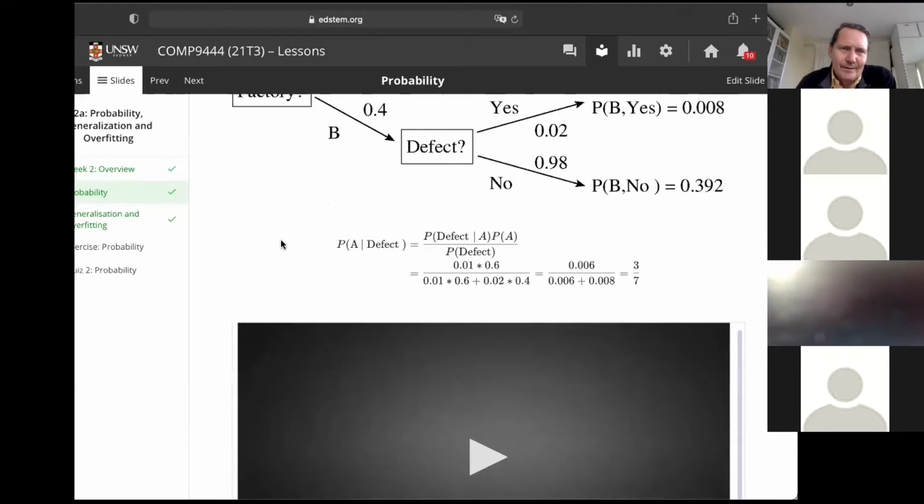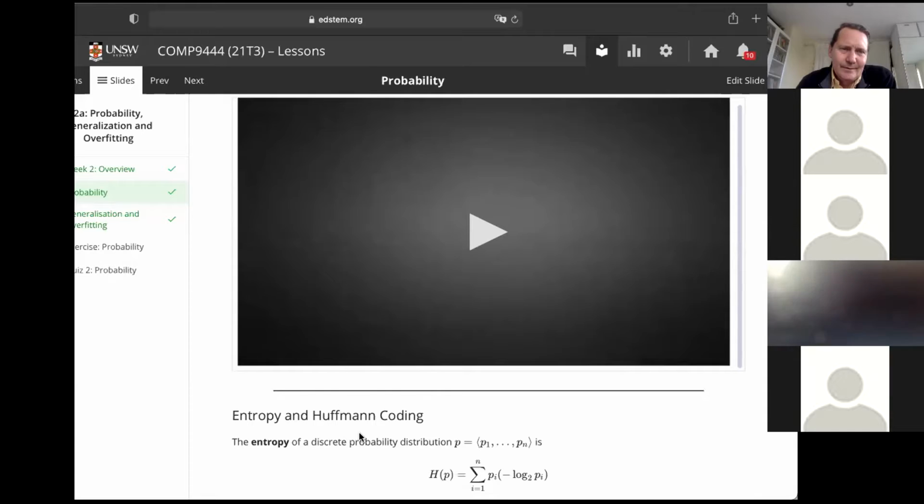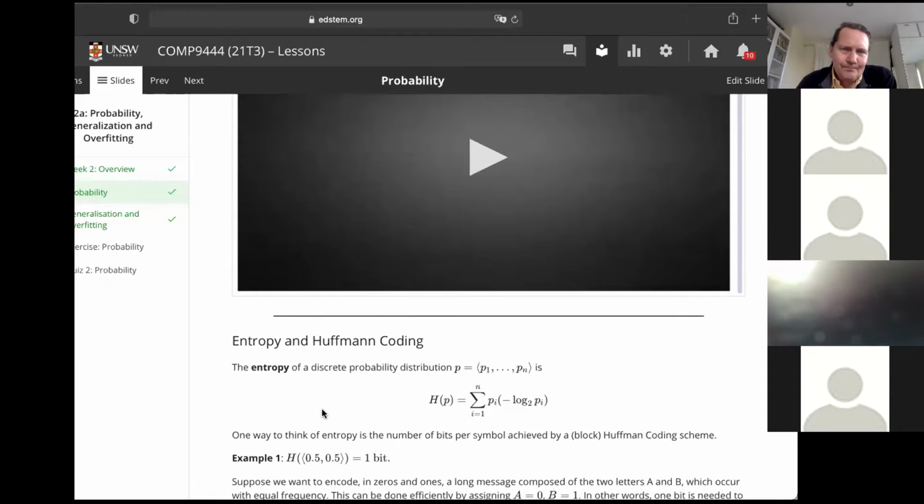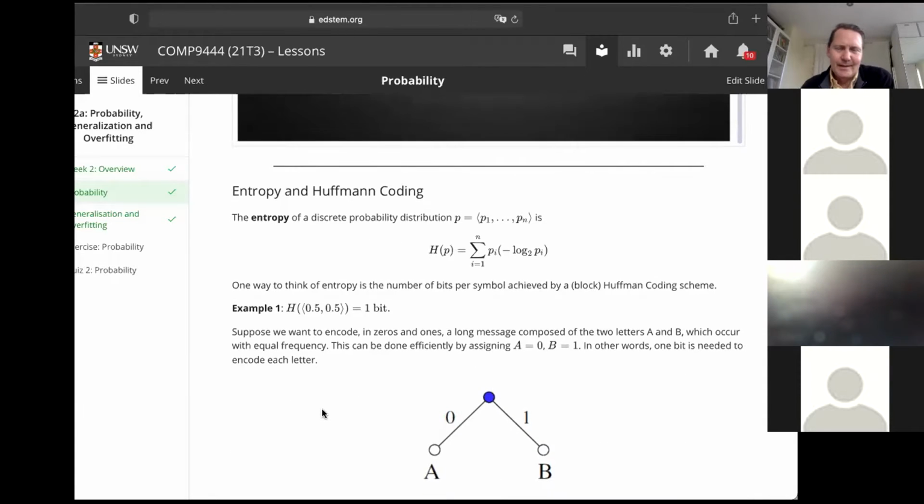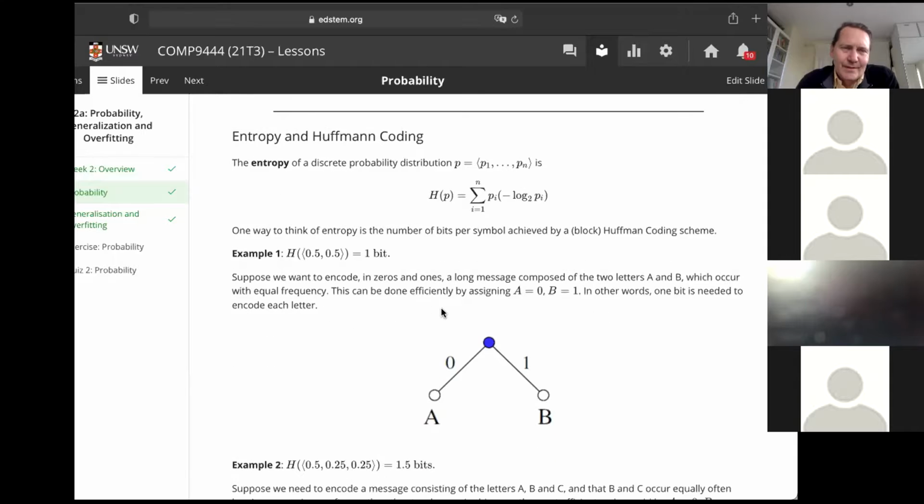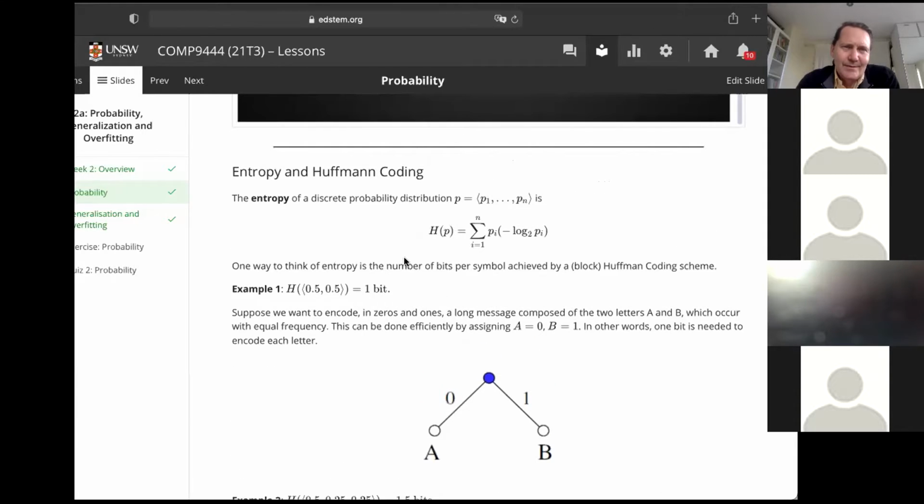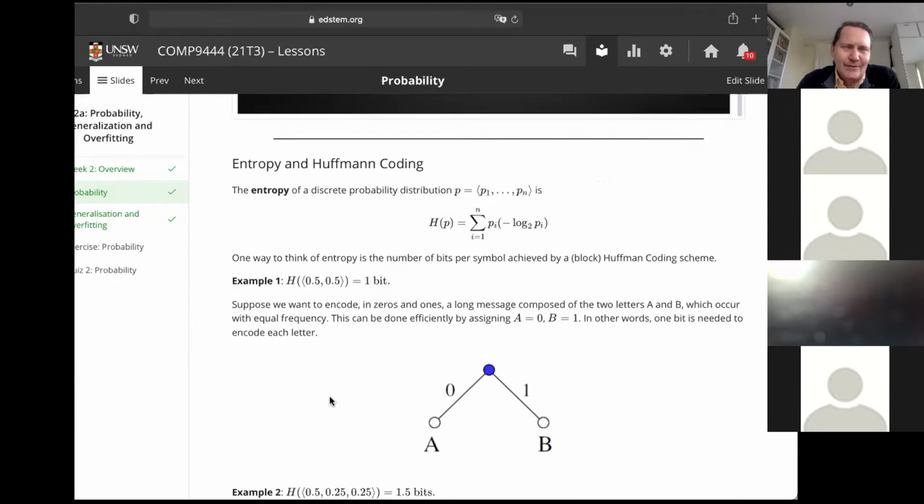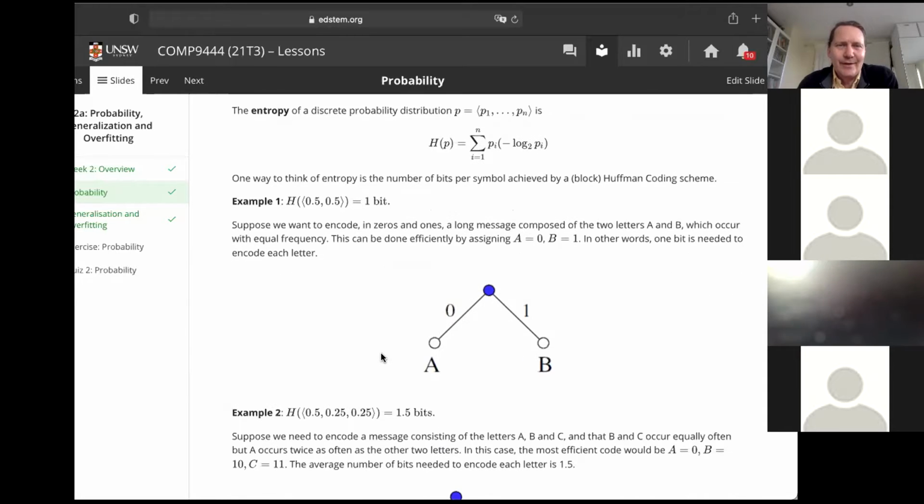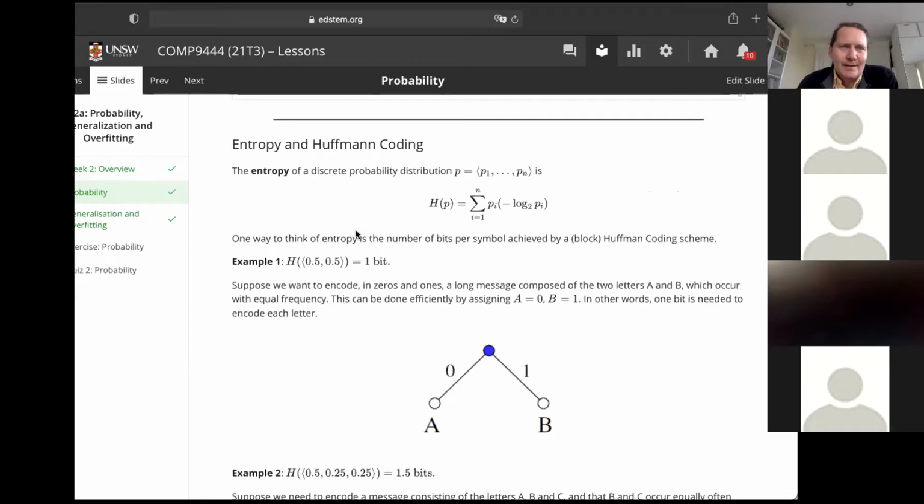And then we have entropy and Huffman coding. I try to give the discrete case first and then the continuous case. And I try to explain in terms of coding theory, just to make it a bit more tangible.